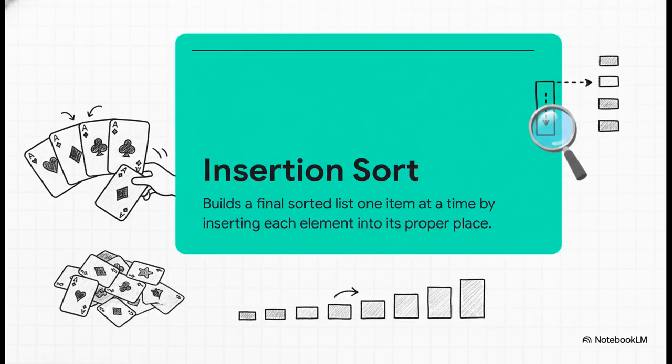For every new card, you just scan the ones already in your hand, which, by the way, are already sorted, and you find the correct spot to just slide it right in. You're building a sorted section, one element at a time.